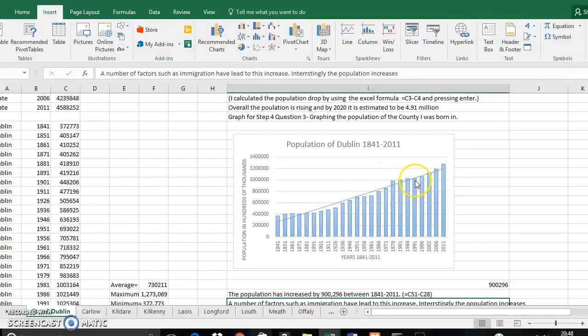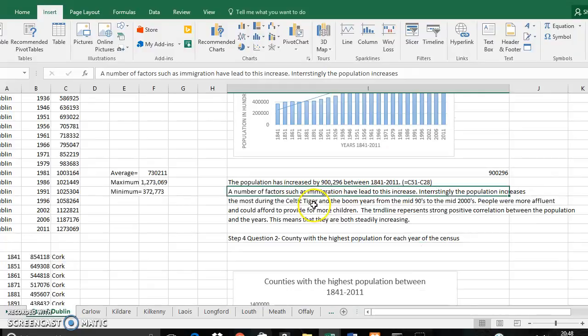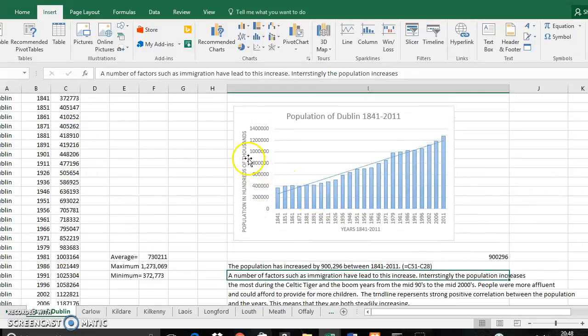the Celtic Tiger from the mid-90s to the 2000s, there's a steady population increase. The blue trend line here represents a strong positive correlation between the years and the population of the county, which means that the more the years go on, the higher the population is going to be. Strong positive correlation here, and as time goes on, the population will continue to increase.